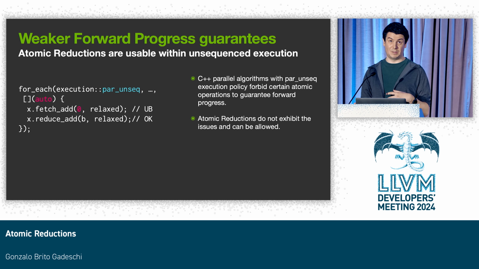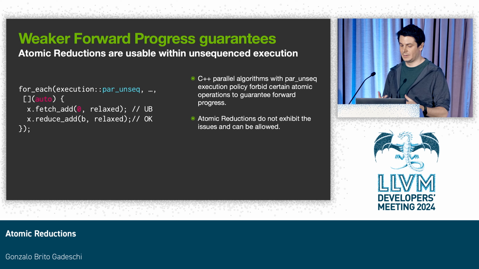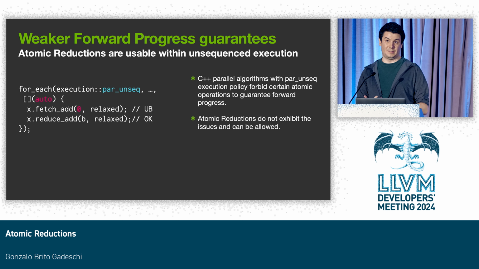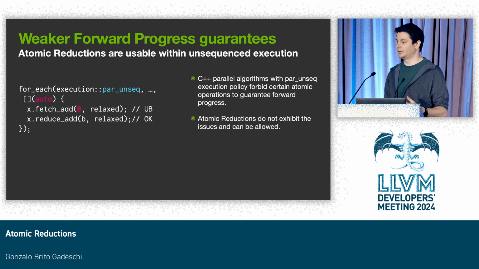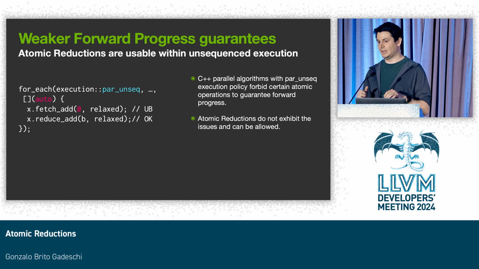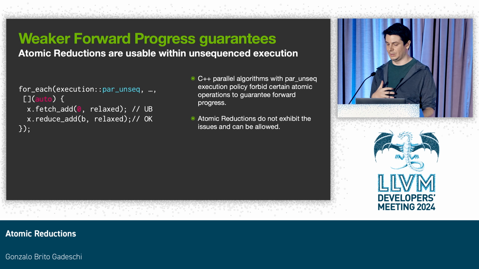The other limitation that C++ has for atomics today is that they are not safe to use in unsequenced context. For example, when using parallel algorithms, there are multiple parallel execution policies. One of them is called par_unseq, which supports multi-threading and assumes vectorization is safe. And C++ essentially bans the use of atomics in those because atomic operations that load can introduce forward progress issues. These atomic reduction operations do not load, and this is in contrast to the read-modify-write operations, and that allows us to actually allow them in unsequenced contexts in which we guarantee auto-vectorization.